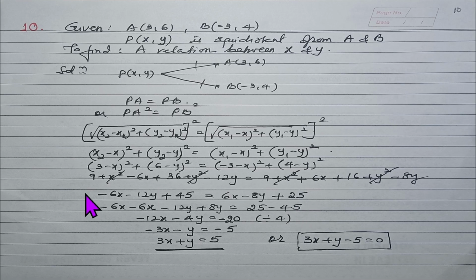Now simplify that. When you simplify it, a very simple method of simplification, so follow that simplification method, then we find that it is 3x plus y equal to 5, or 3x plus y minus 5 equal to 0 is the relation between x and y. So we get here a linear equation in two variables. Okay, so that is the solution expected of us, and that is the solution we have found out. Now this is how we solve the examples of coordinate geometry.